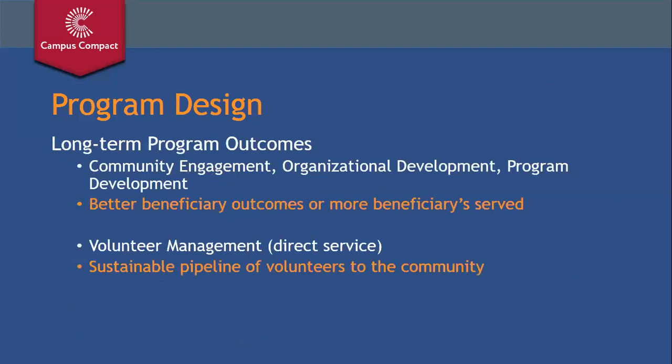Some of the long-term program outcomes, so what you or your nonprofit partners can expect from this program, or what we hope that you can achieve with this program. So if you are delivering interventions or receiving interventions in the area of community engagement, organizational development, or program development, we hope that you or your nonprofit partners can expect better beneficiary outcomes, or that more beneficiaries are going to be served. So you're able to work with more, or have those individuals or families achieve better outcomes.